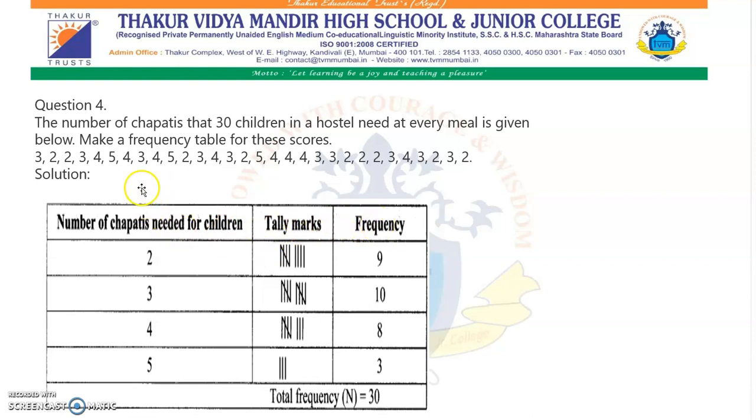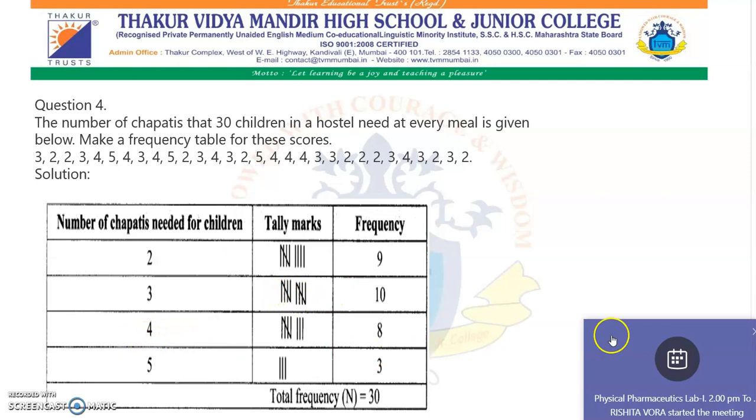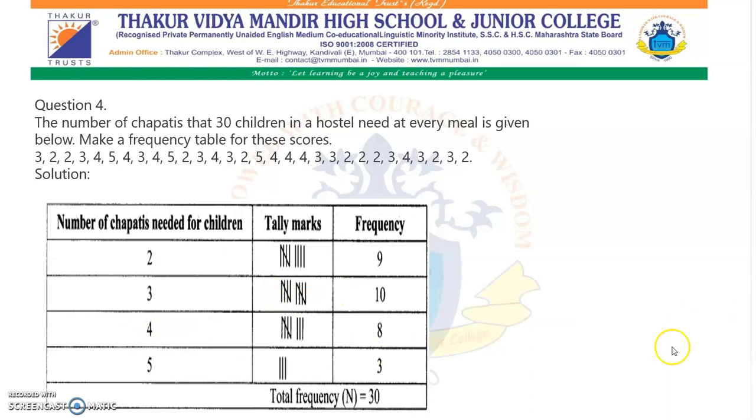So the number of chapatis are what? It starts from 2, then 3, then 4 and 5. So writing in ascending order, 2 chapatis are distributed to how many children? 9. See, this stands for 5, 6, 7, 8, 9. So frequency becomes 9. 3 chapatis are needed by how many children? 10 children. This is 5, this is 5. 5 plus 5, 10. 4 chapatis are needed by how many children? 8 children. So this is 5 plus 3, 8.